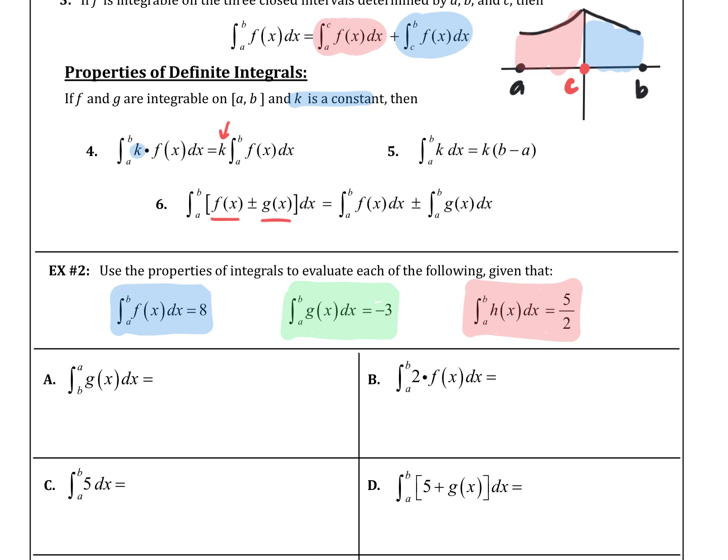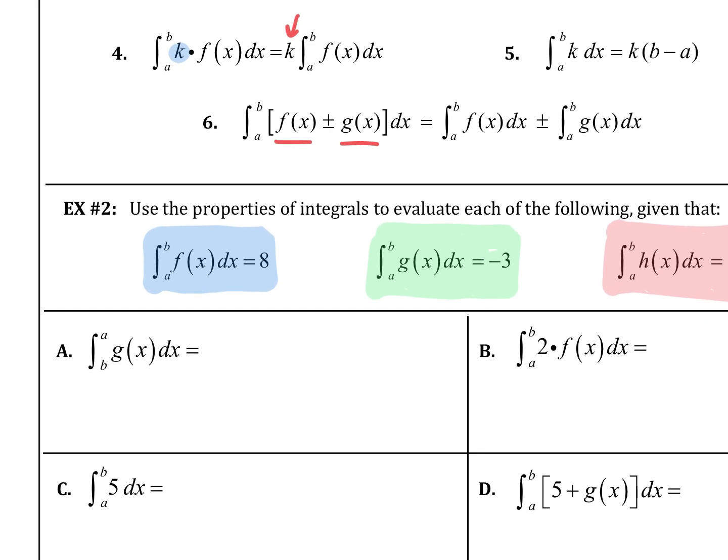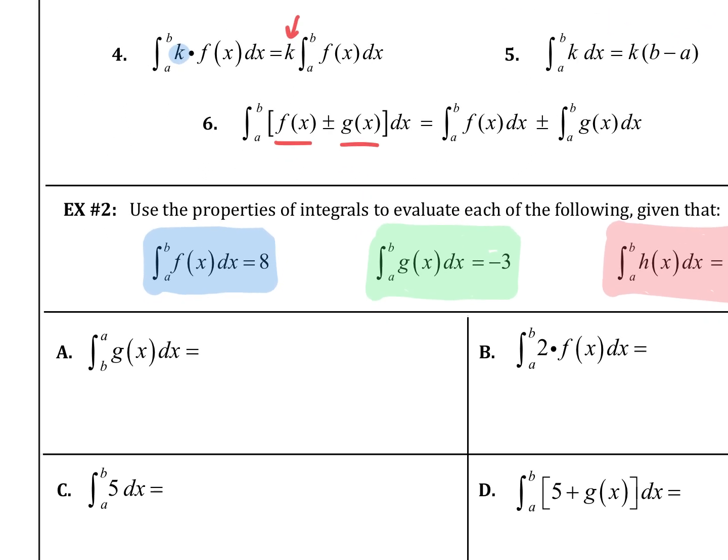So if I look at example A, it goes from B to A of g of x. Now that's using that middle function here, right? However, what's different between how those are written? The B and the A are flipped. So if I want to flip those, I'm going to need to make this negative. So this is now going to become negative integral from A to B of g of x dx. And I already know that the integral of g of x dx is equal to negative 3. So I can just plug that in. This is going to become negative negative 3, which is just positive 3.